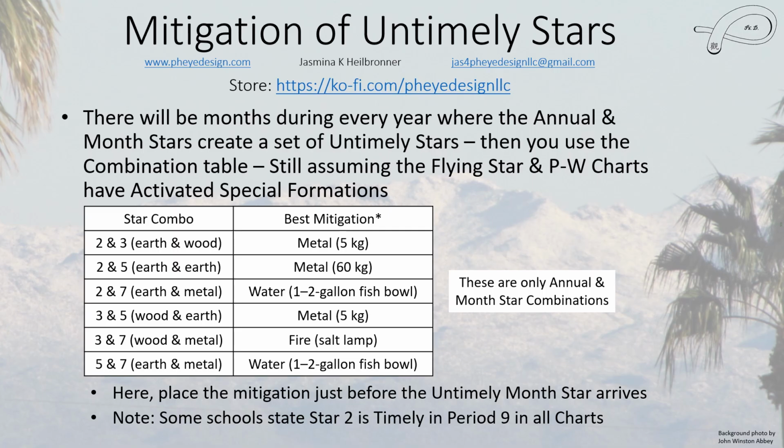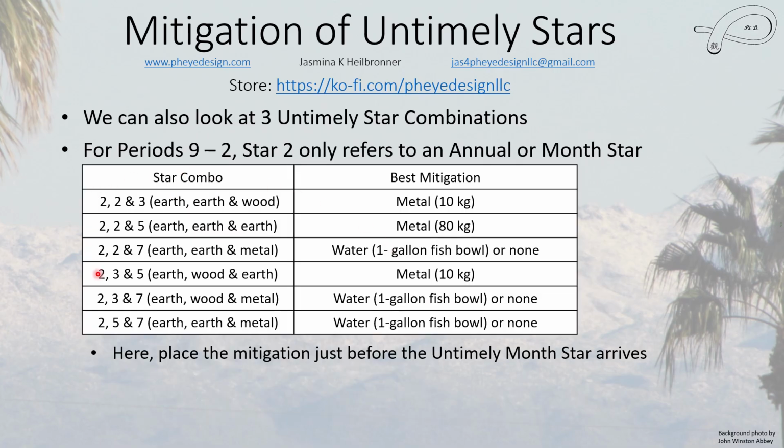So that's quite good then. Now here we are looking at a combination of 3 stars, and again, this is star 2. I have 2 in several places. You can have a month star 2 and an annual star 2, and your flying star chart or purple chart could have a 3. So this is possible, but it would only apply to a single month. And here I would up the metal a bit because we're controlling more earth. And that's what I would personally use.